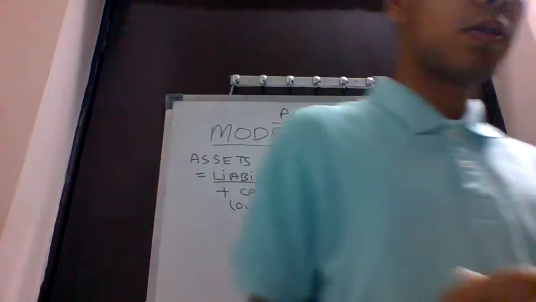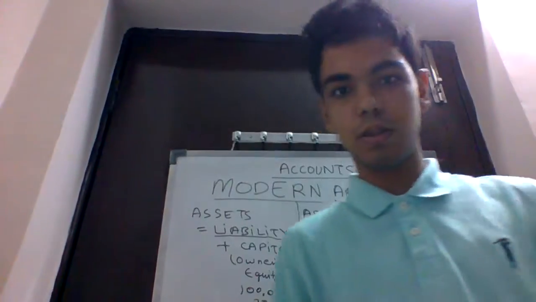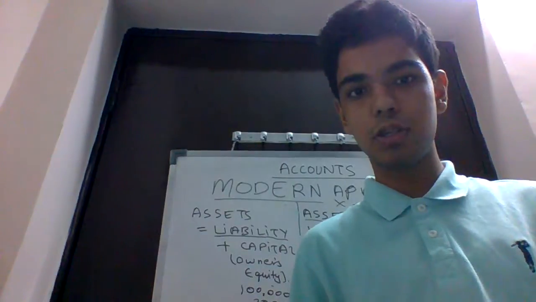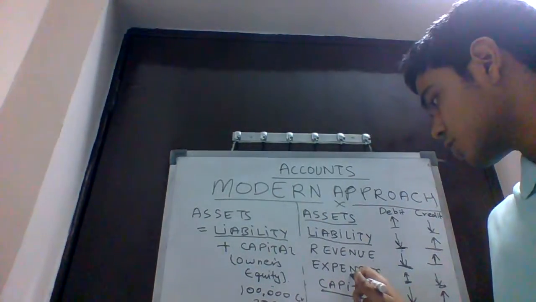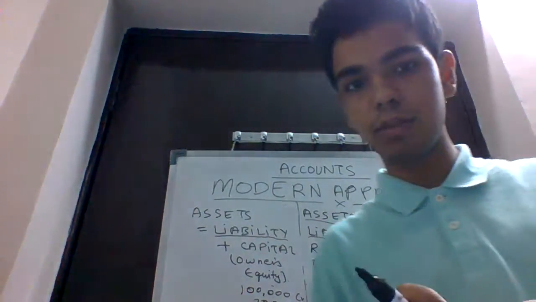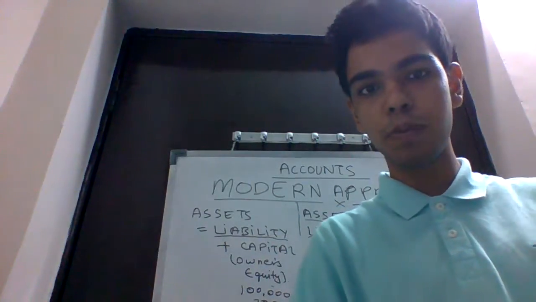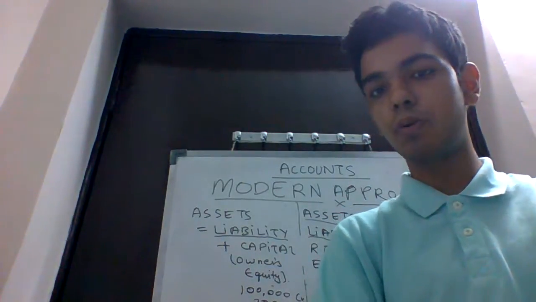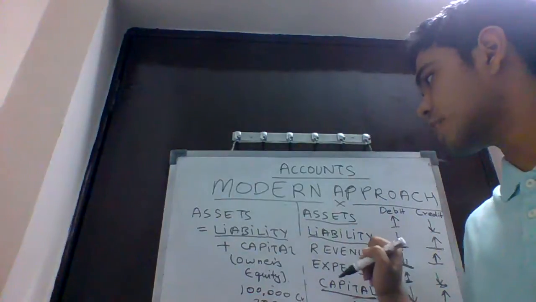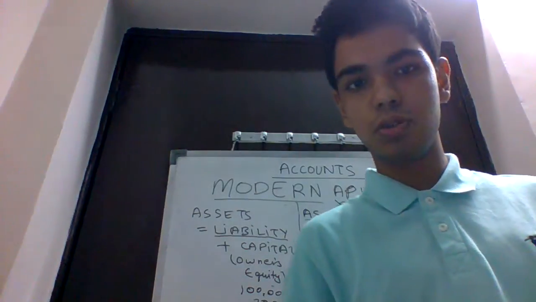So the opposite effect of revenue and expenses are being explained to you, and I hope that you might have understood about the 5 different classification of modern approach to accounts.